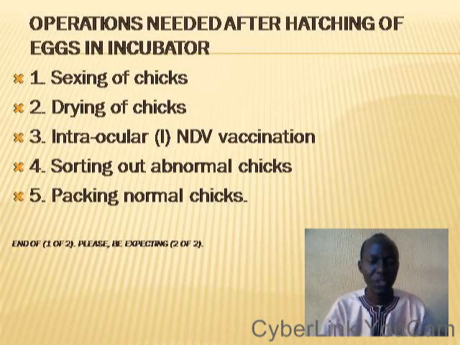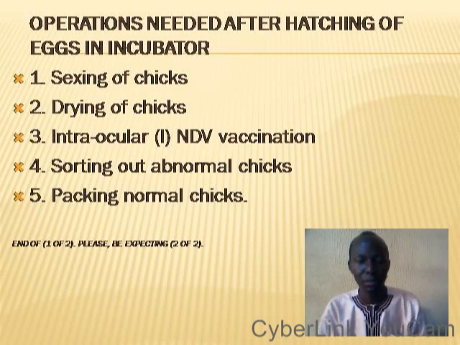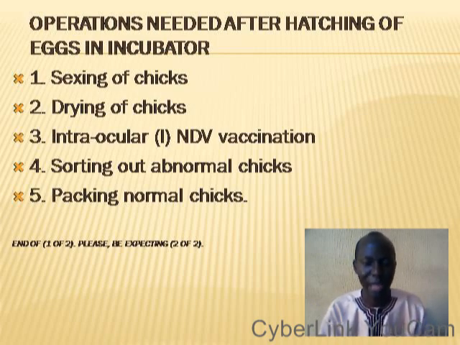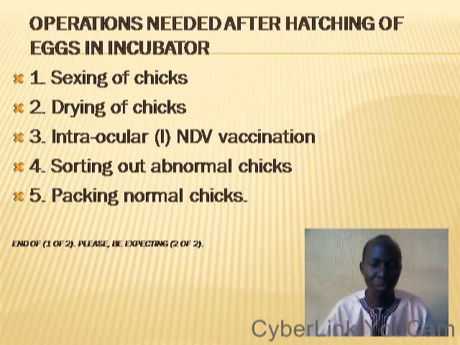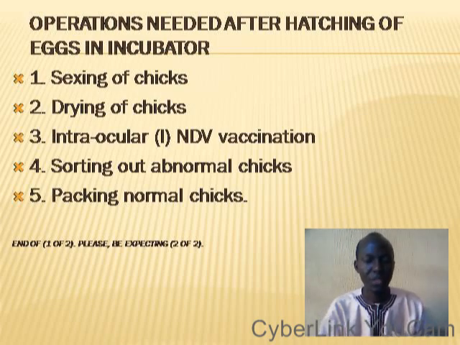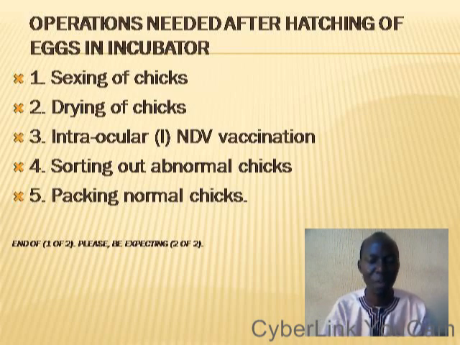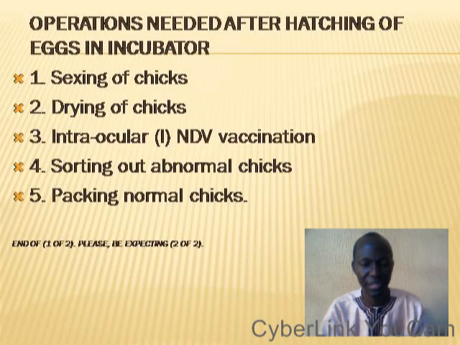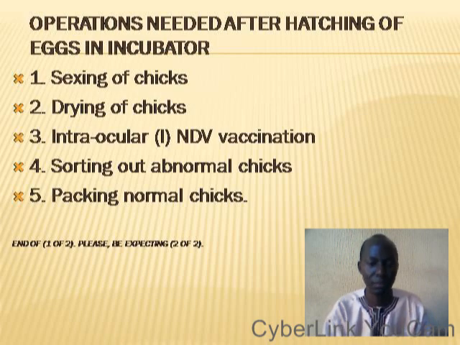The fourth point is sorting out abnormal chicks. There are some chicks that may be deformed or not appearing too good. You have to separate them and bring the normal ones to a better place. What next we have to do is the packing of normal chicks. That is, there is a special carton in which you can pack them for onward transportation to where they are needed, or exportation, as the case may be.